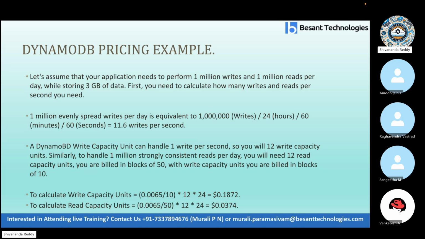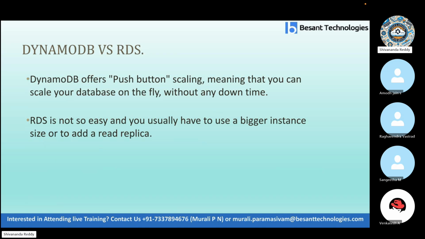First, you need to calculate how many writes and reads per second you need. 1 million evenly spread writes per day is equivalent to 1 million writes per 24 hours per 60 minutes per 60 seconds, which is equal to 11.6 writes per second. That much will happen. If you calculate the write capacity, 0.0065 for 10 into 12 into 24 means 0.1872, then 0.0374. Like this the bill will be calculated.